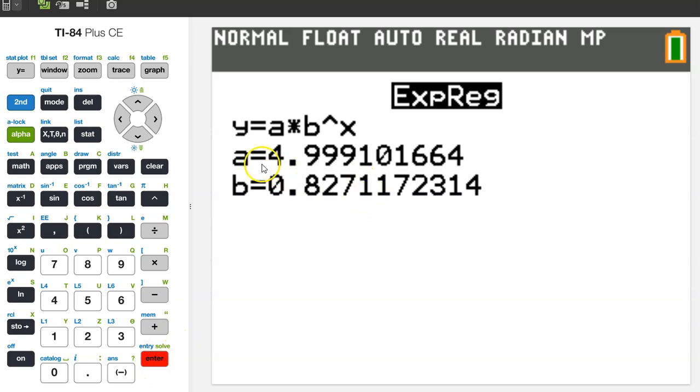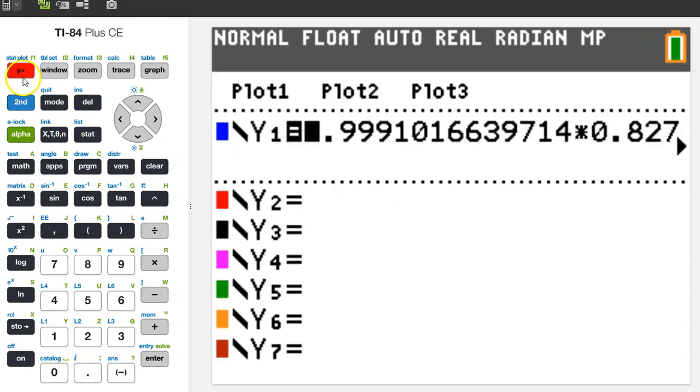And there it is. Notice this is the same value for A and B that we found the other way. And notice that if we go back to y equals, the model for R of t has been entered as y1 with all the decimals automatically.